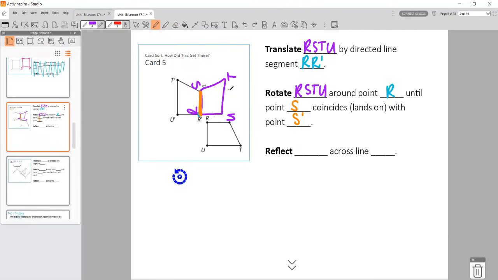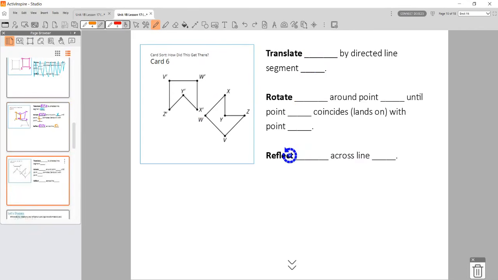Reflect RSTU across the line that we just got connected. So we connected R and S, so we're flipping over that line RS. And then that will bring T onto T prime and U onto U prime. This software doesn't really reflect very well, so it's hard for me to show you it reflecting, but you can tell T would land on T prime, U would land on U prime, and then we have the whole shape matched up.